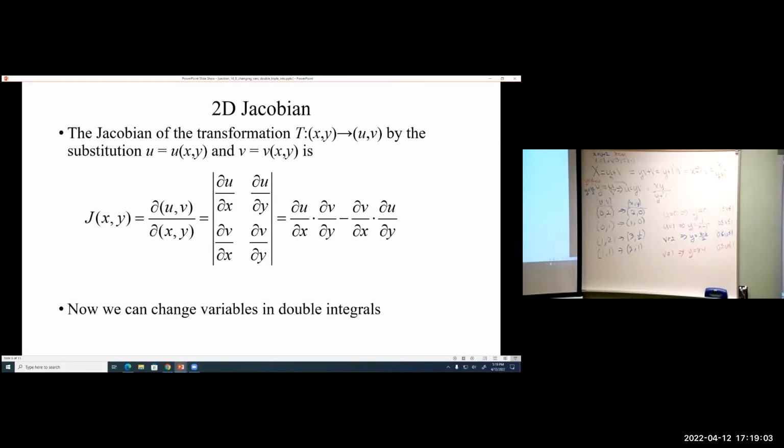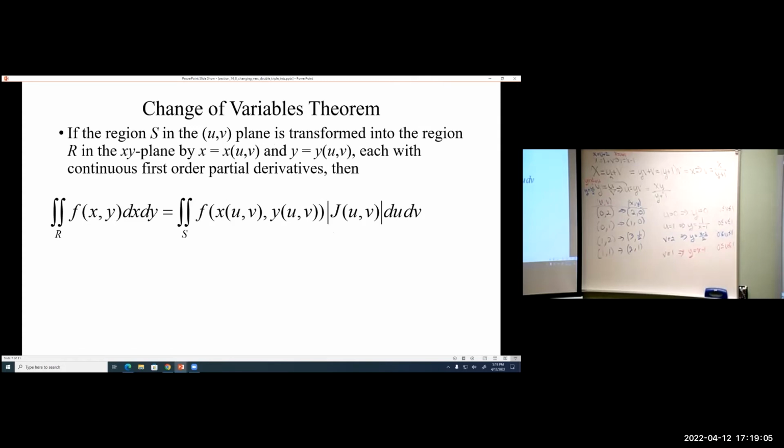Now, let's talk about changing variables in a double integral. This is very similar to what we've already done. In fact, we've already done this with polar coordinates. X is r cosine theta, y is r sine theta. Those would be our transformations on the function, and then this would be the r that we put in dr d theta. So we've already done this; we just haven't done it in a general sense.